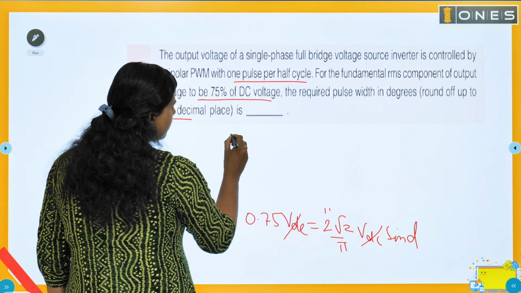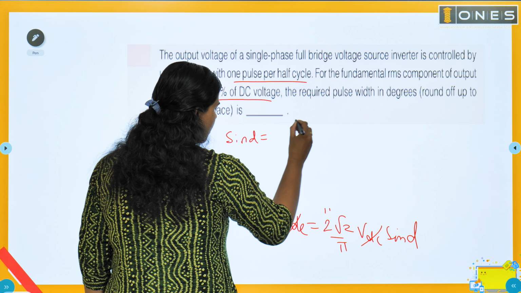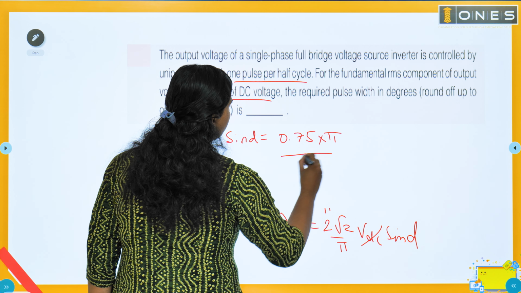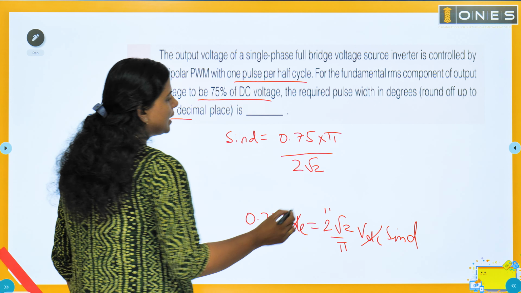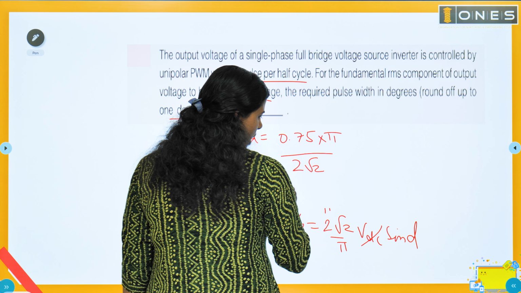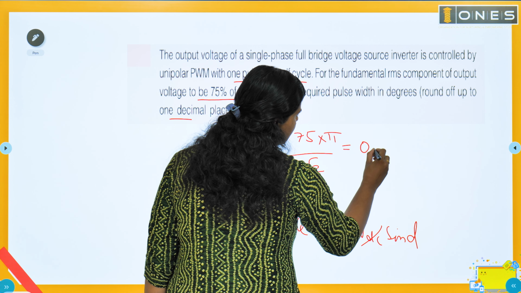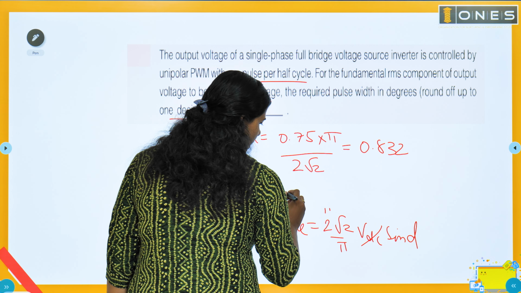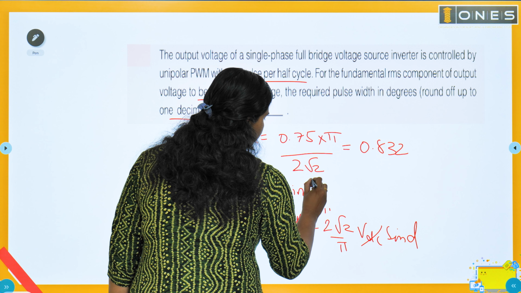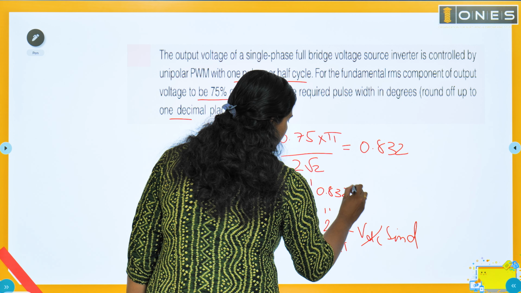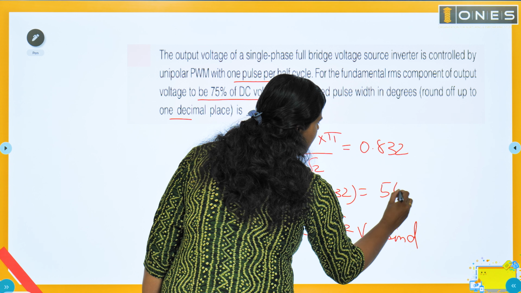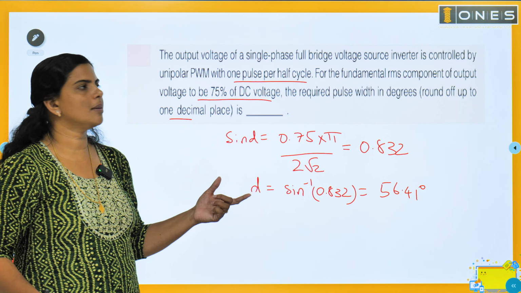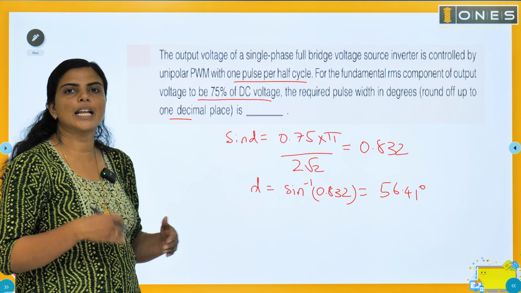എന്താ കിട്ടുക? സോൾവ് ചെയ്യുമ്പോൾ sin D is equal to 0.75 into pi divided by 2√2. Okay, sin D is equal to so much, and that is equal to around 0.832, and D is equal to sin inverse 0.832, that is equal to 56.41 degrees. Okay, so നേരെ പോയി ആ ആൻസർ എഴുതരുത്, ബിക്കോസ് ഈ സൈൻ D എന്ന് പറയുന്നതിന്റെ ഡബിൾ ആണ് പൾസ് വിഡ്ത്ത്.